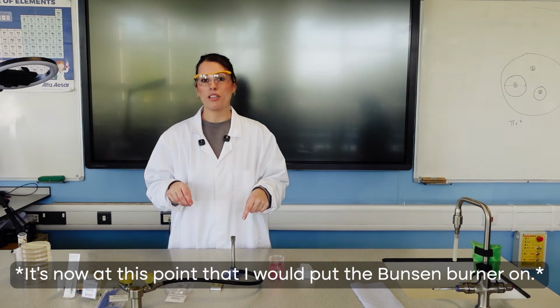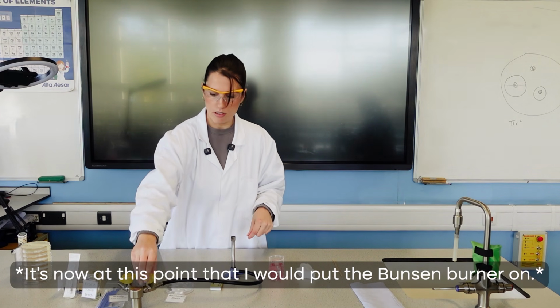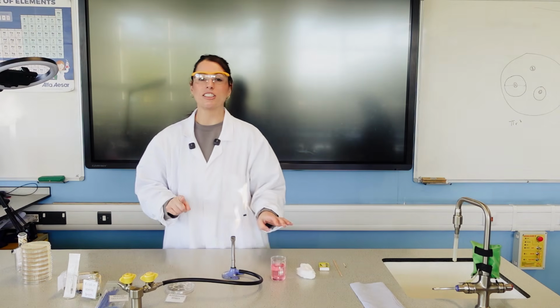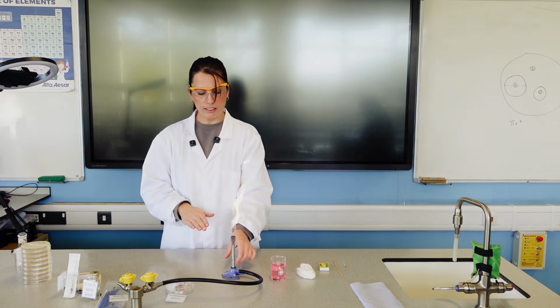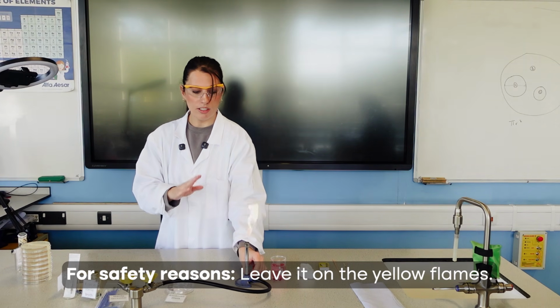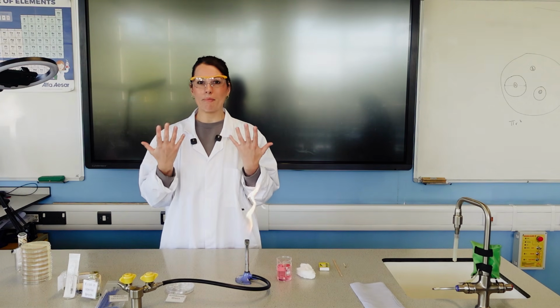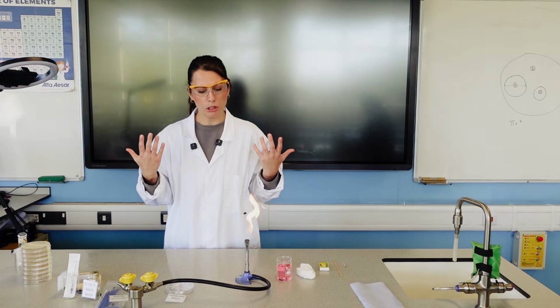It's now at this point that I would put the Bunsen burner on. I don't actually need it on the roaring flame yet, so for safety reasons, I'm going to leave it on the yellow flame so we can see it, but just have it on ready so that I'm minimizing the amount of things that I'm touching after I've already washed my hands.